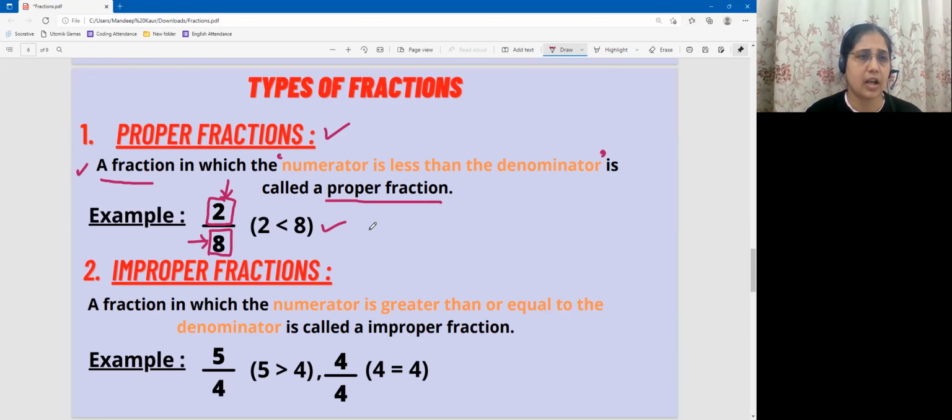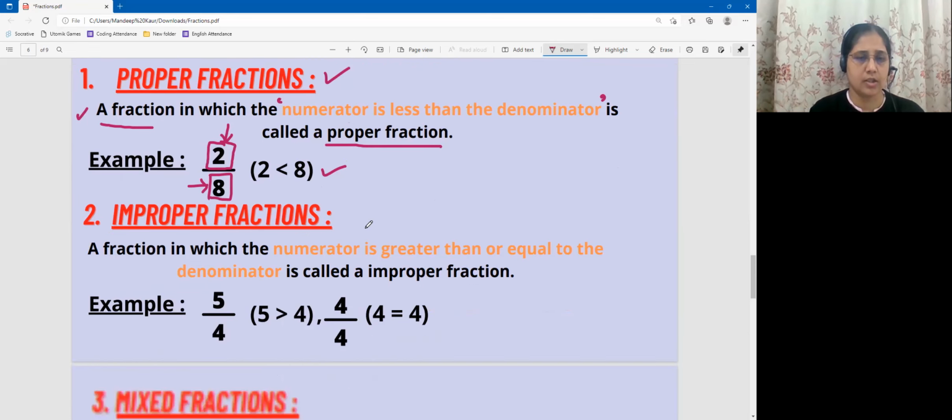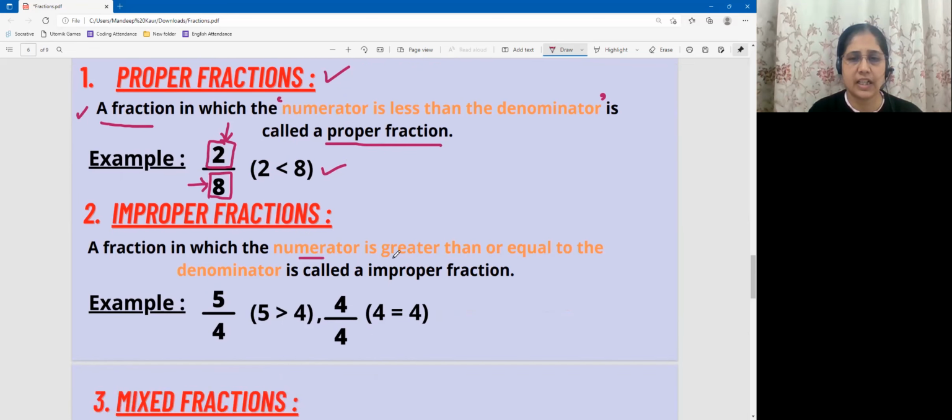Now let's see what improper fractions are. A fraction in which the numerator is greater than or equal to the denominator is called an improper fraction. It's called an improper fraction. So let's take a look at this example, 5/4.